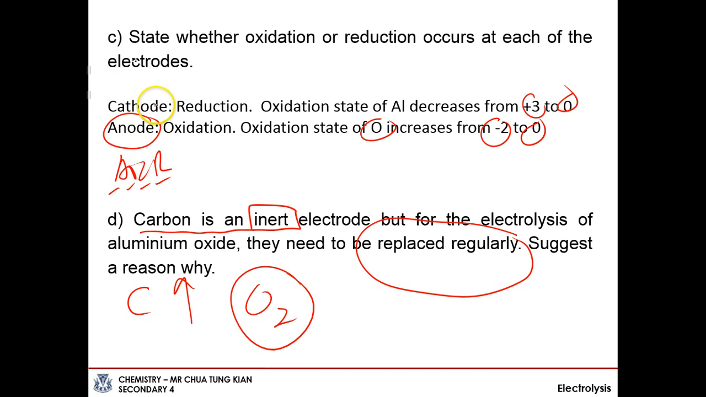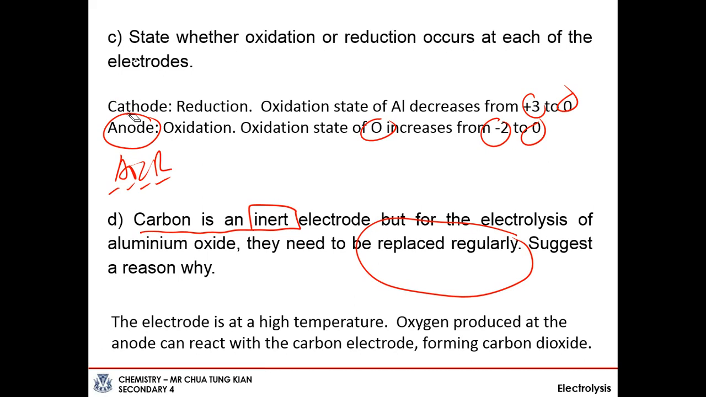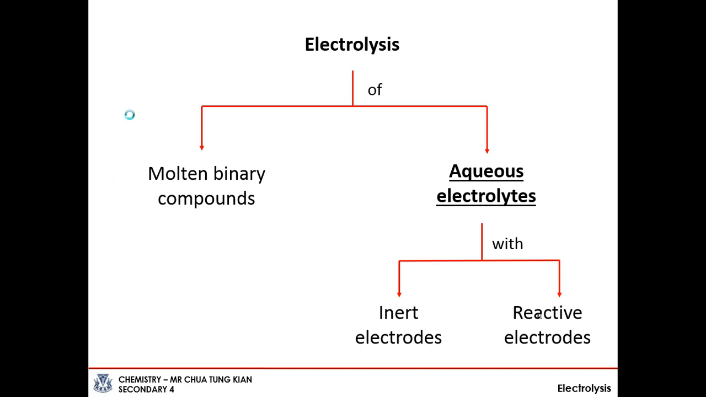So the anode is made of carbon, and oxygen is present. End of the day, the oxygen would react with the carbon anode to give you carbon dioxide. So as the reaction proceeds, the anode gets smaller and smaller. Eventually, when it is too small to be useful, it has to be replaced. Okay, so that is for molten binary compounds.